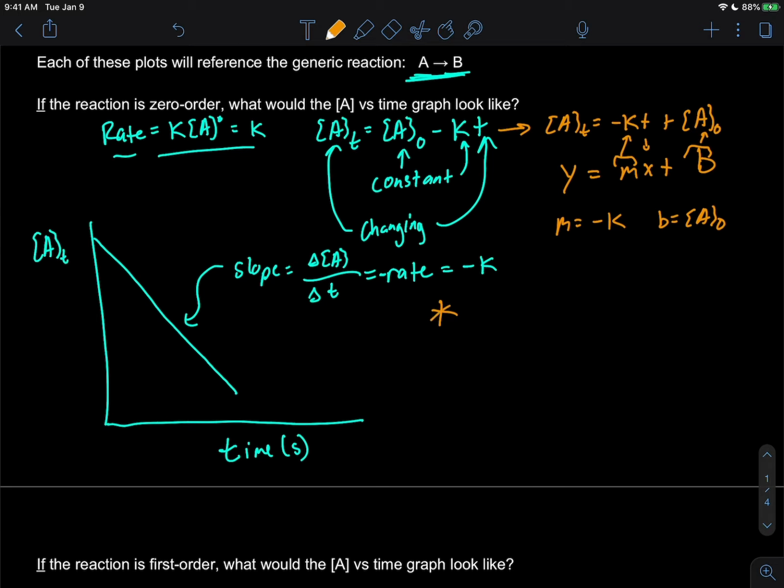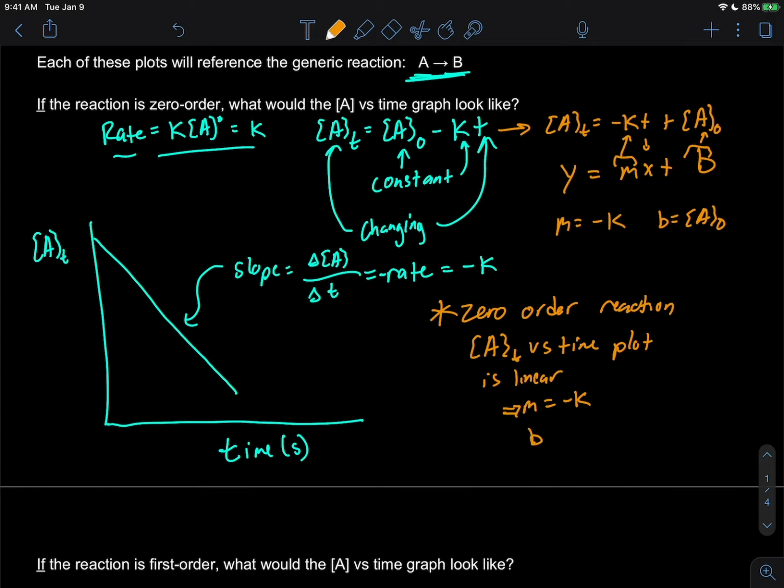So one of the major conclusions here: for a zero order reaction, what we'll see is that a concentration versus time plot is linear. And one of the important things that we can get from that is that our slope is equal to the negative of our rate constant.